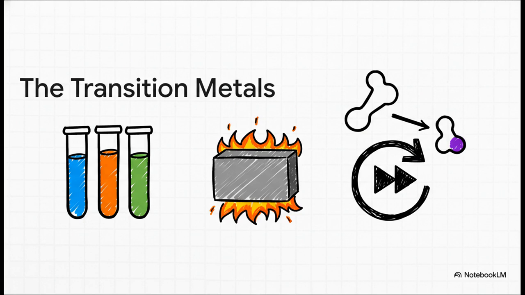They have high melting points, they form all sorts of beautiful, colorful compounds, and they are fantastic catalysts, which means they're great at speeding up chemical reactions. They also have this neat trick called variable oxidation states, which just means they can form ions with different charges. And that flexibility is what makes them some of the most useful elements we have.